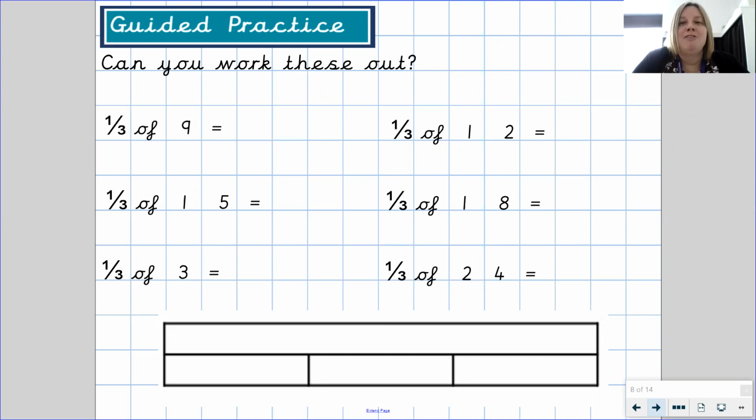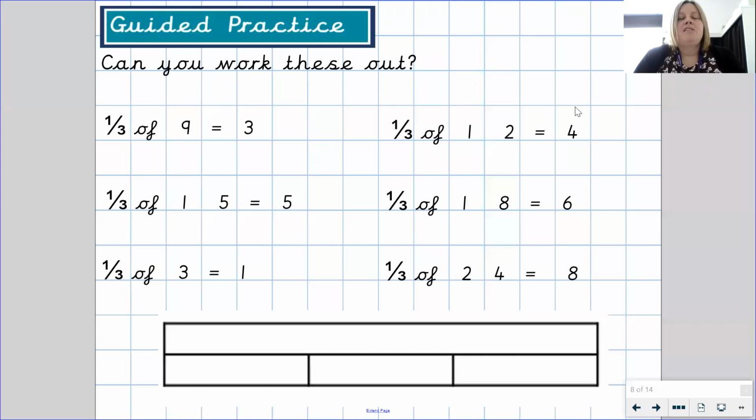It's not a part-whole model, it's the bar model. And you need to find 1/3 of these numbers. So you are dividing the number by 3. You are sharing into 3 equal groups. If you need to draw pictures to help you, please do that. Pause your video and then we will look at our answers.